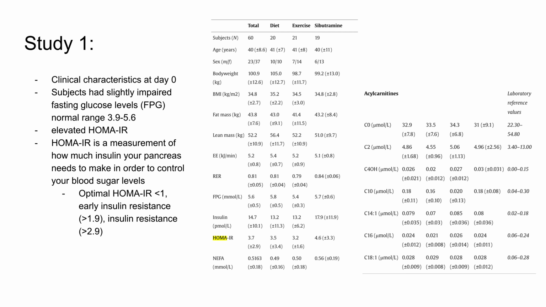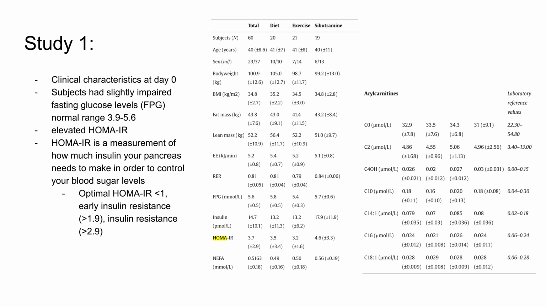This is just a table of the clinical characteristics at day 0. Here we can see that the participants had slightly impaired fasting plasma glucose levels. The normal range is actually between 3.9 to 5.6 millimoles per liter. And there's also an elevated homeostatic model assessment for insulin resistance, or HOMA-IR. This is just a rough measurement of insulin resistance, and the lower the better. It is said that an optimal HOMA-IR is less than 1.